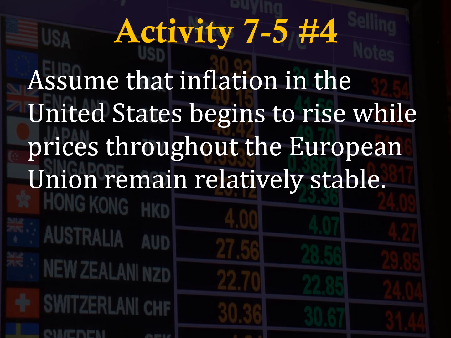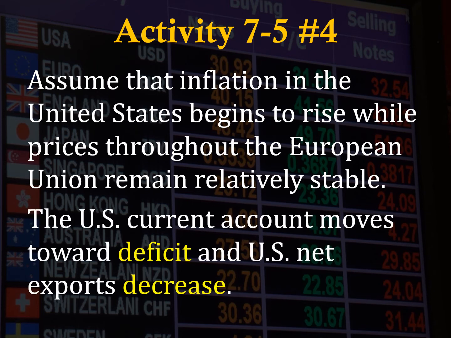Number 4, assume that inflation in the U.S. begins to rise while prices throughout the EU remain relatively stable. Thus, the U.S. current account moves towards deficit and U.S. net exports decrease. So inflation begins to rise in the U.S. That means foreigners are buying less American goods. That means U.S. net exports decrease, which means the current account moves towards deficit.